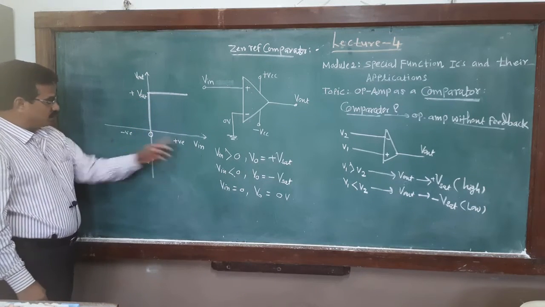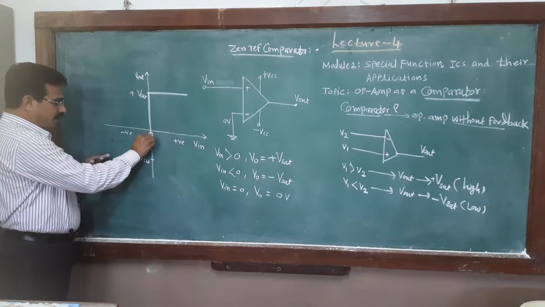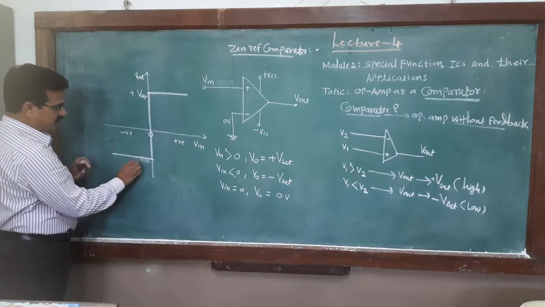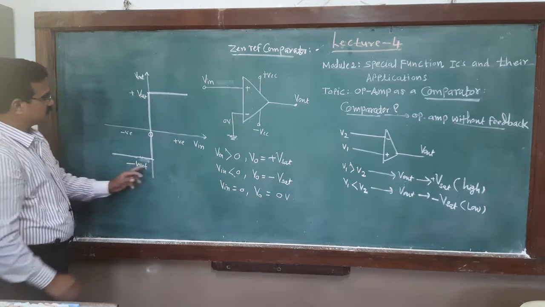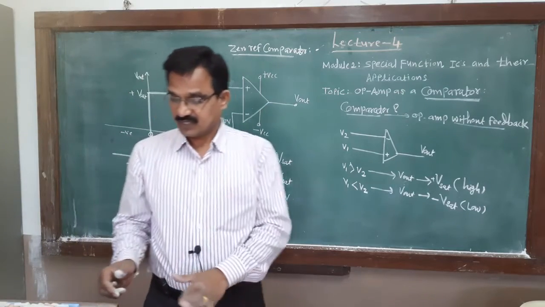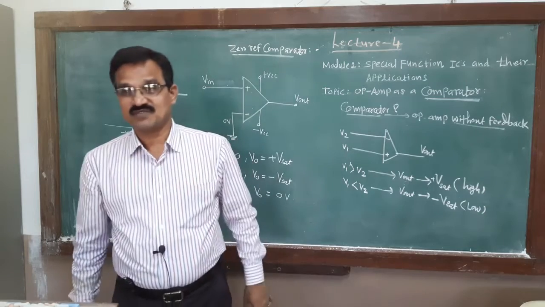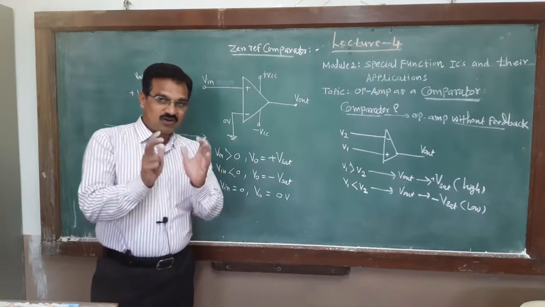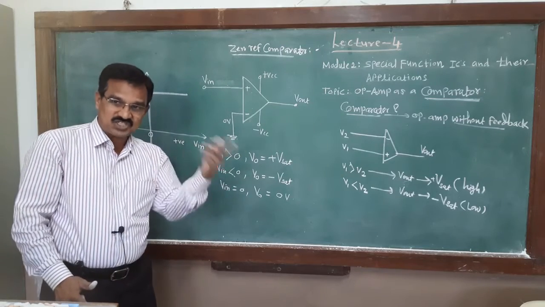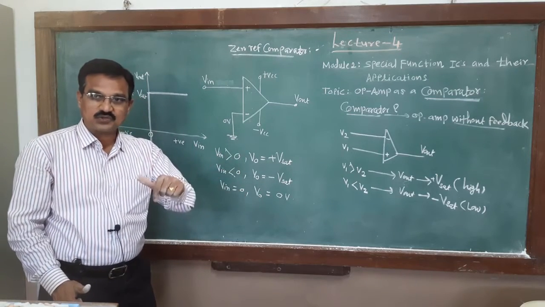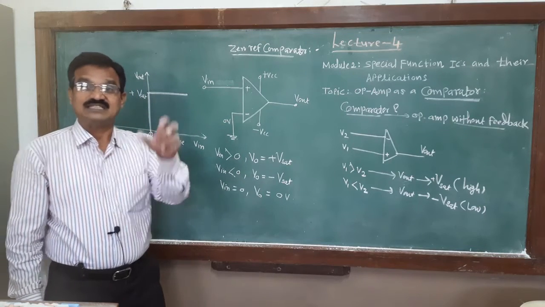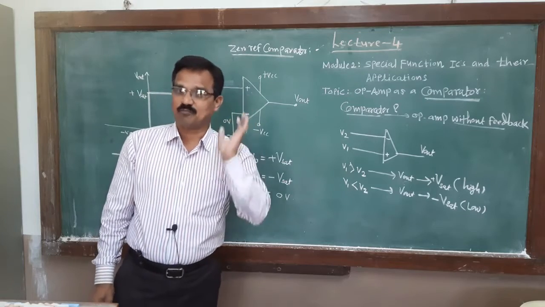But when this input is less than 0, negative, at that time the output is minus saturation. That is the minus V saturation. Depending upon the value of the input voltage, remember one more point: the value of the input voltage at which the comparator switches its state from negative saturation to positive saturation, that voltage, or that point, we call a trip point.